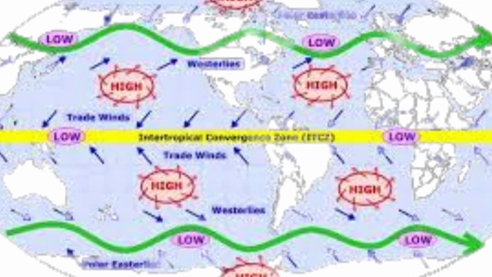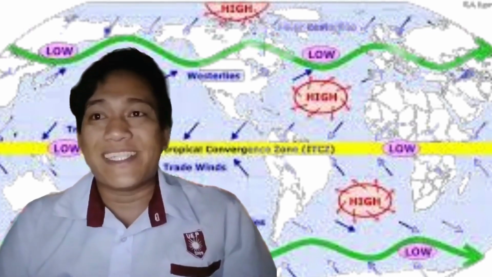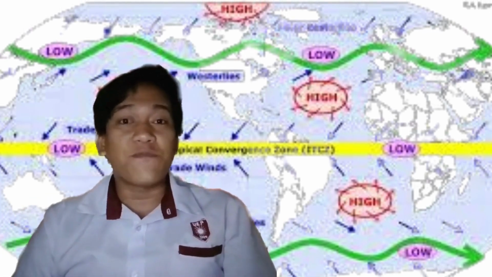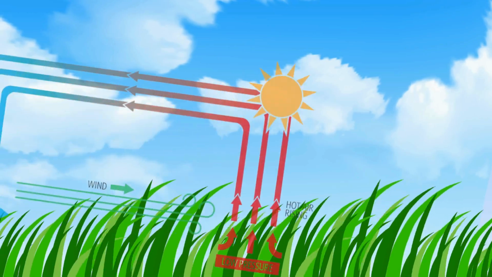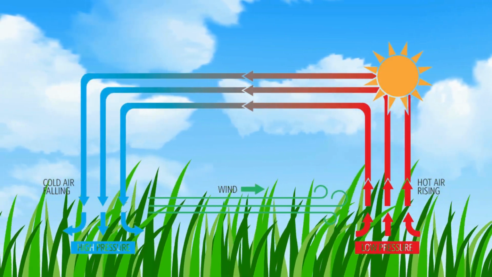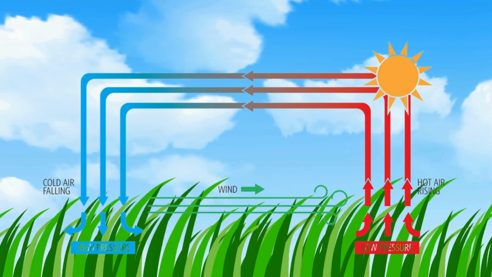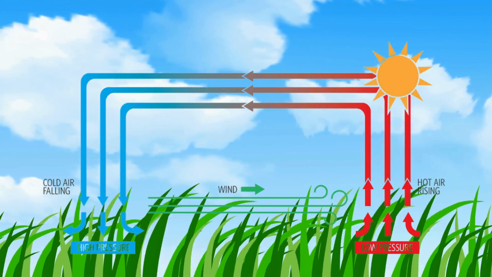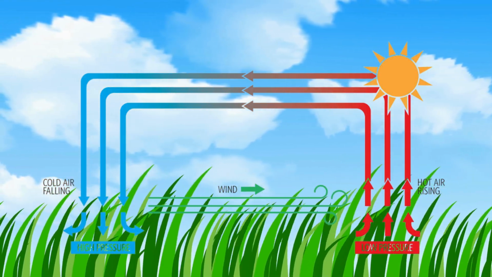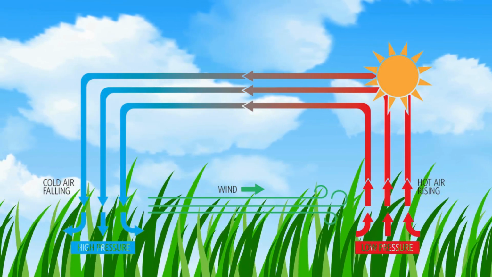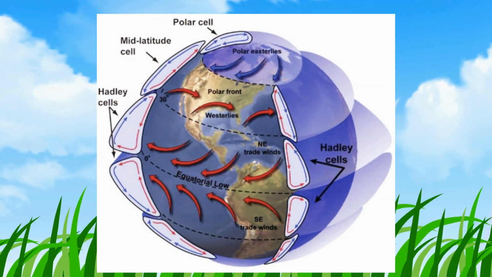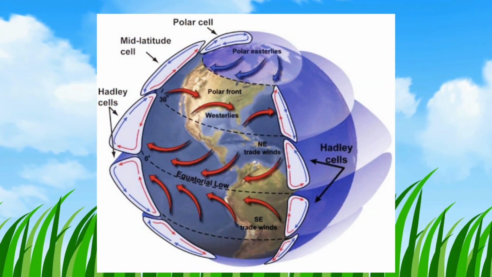Hi everyone! Now, let's look at the global wind system: the winds that move across the entire planet. Global winds form because the Earth is heated unevenly by the sun. Warm air rises at the equator and moves toward the poles, while cooler air moves back toward the equator. This creates three major wind belts in each hemisphere.